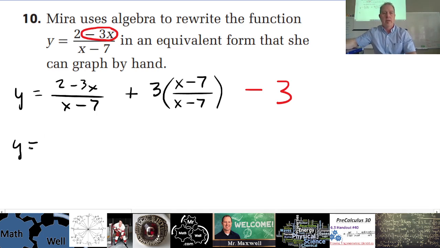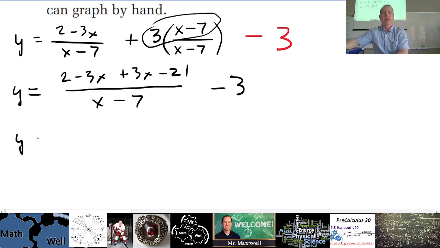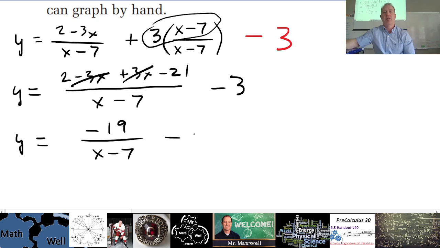So now I can write all this with one common denominator, which I will do. x minus 7 is my common denominator. I have 2 minus 3x here. I also have plus 3x minus 21 when I multiply this out, right? I have that minus 3, don't forget about that. So this turns into, guess what? My x's are gone in the numerator, which was my goal. And I have 2 minus 21, which is negative 19, over x minus 7, minus 3. Voila.